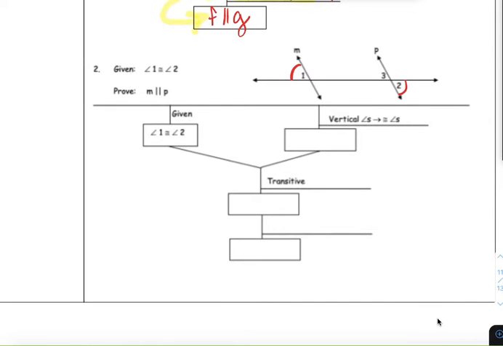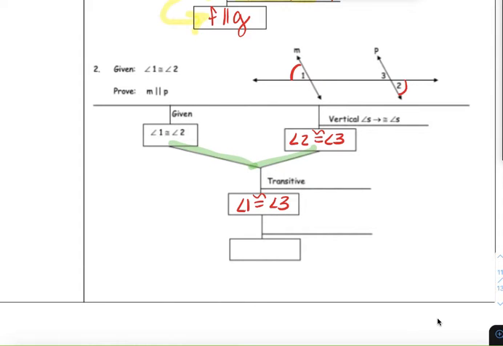We're going to say 1 is congruent to 2 because it was given. I know that. Vertical angles, if I look at this picture, vertical angles are congruent. We just talked about that. Vertical angles are congruent. That means that angle 2 is congruent to angle 3. Now these two ideas come together and allow me to use the transitive property. The transitive property allows me to take out that middleman, angle 2, and say that angle 1 is congruent to angle 3.